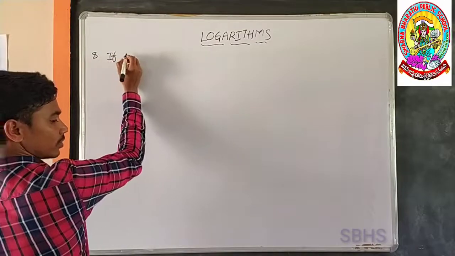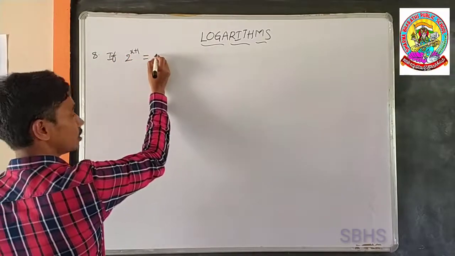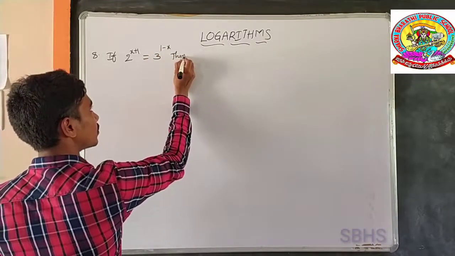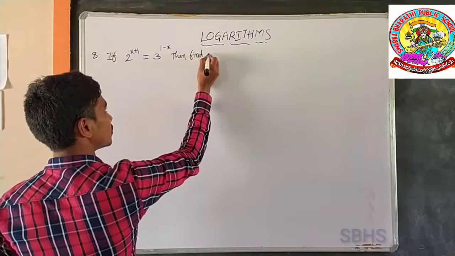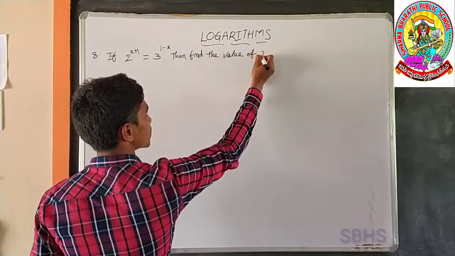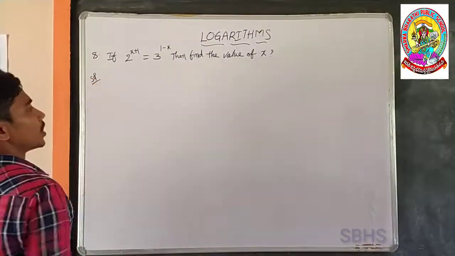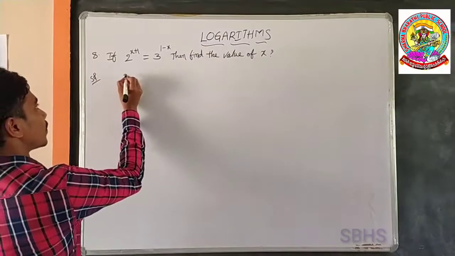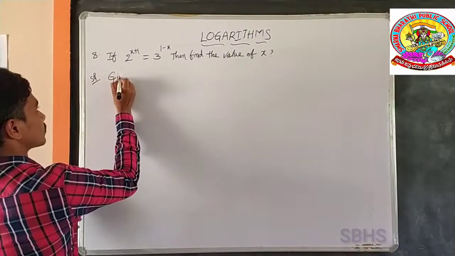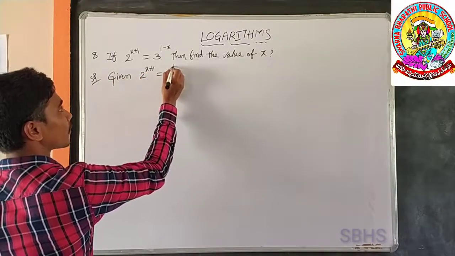If 2 power x plus 1 is equal to 3 power 1 minus x, then find the value of x. Solution. The given one is 2 power x plus 1 is equal to 3 power 1 minus x.